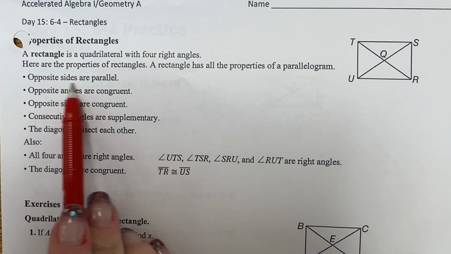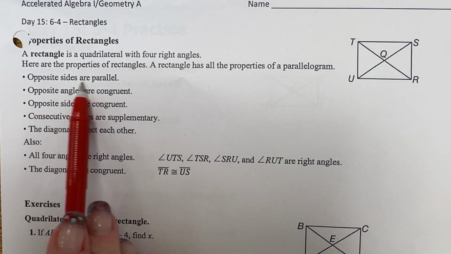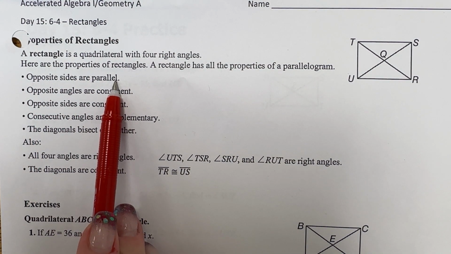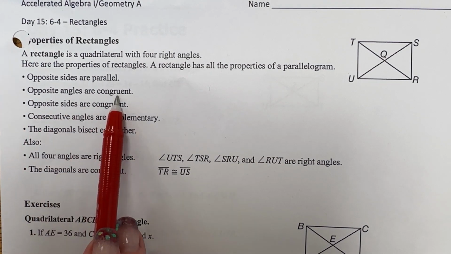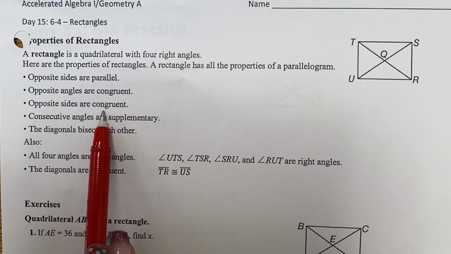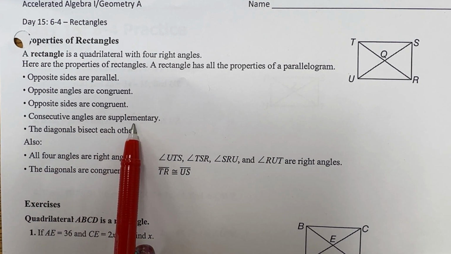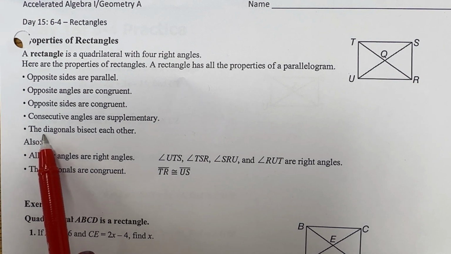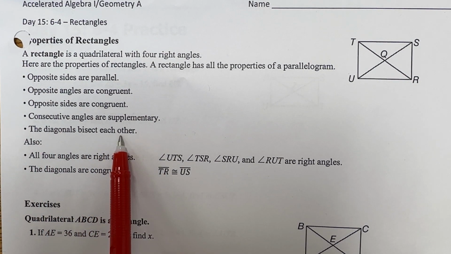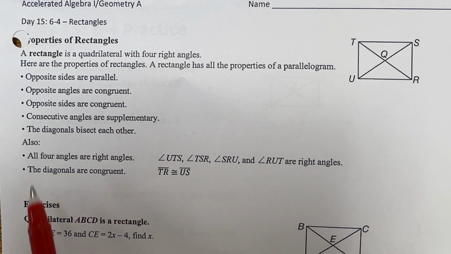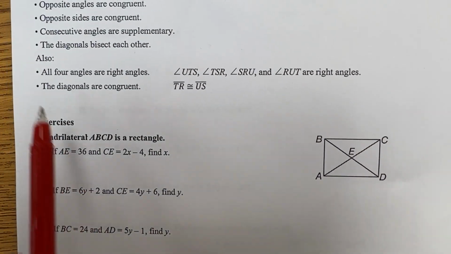So here are the properties we talked about just moments ago. Opposite sides are parallel. Of course, it's a quadrilateral. Opposite angles are congruent. Of course, it's a parallelogram. Opposite sides are congruent. Of course, it's a parallelogram. Consecutive angles are supplementary. Of course, it's a parallelogram. Diagonals bisect each other. Absolutely, it's a parallelogram. What do you get for being a rectangle?